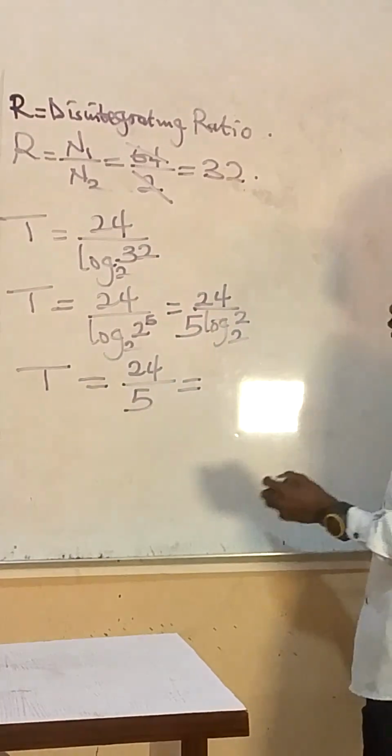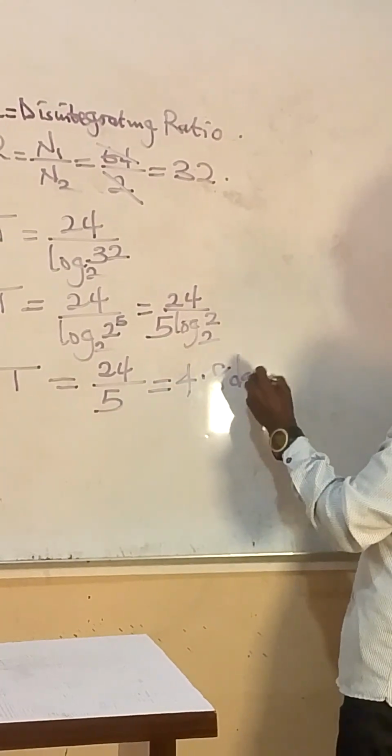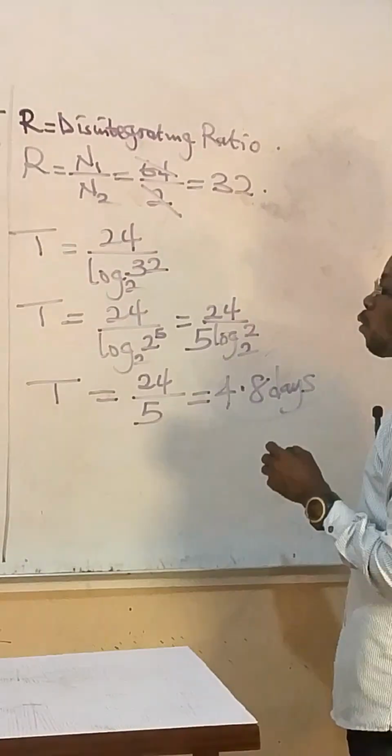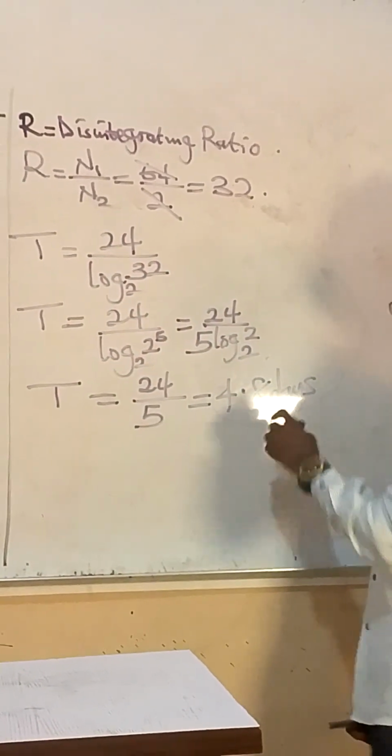And that will give 24 divided by 5, 4.8 days. That is the half-life of the radioactive material.